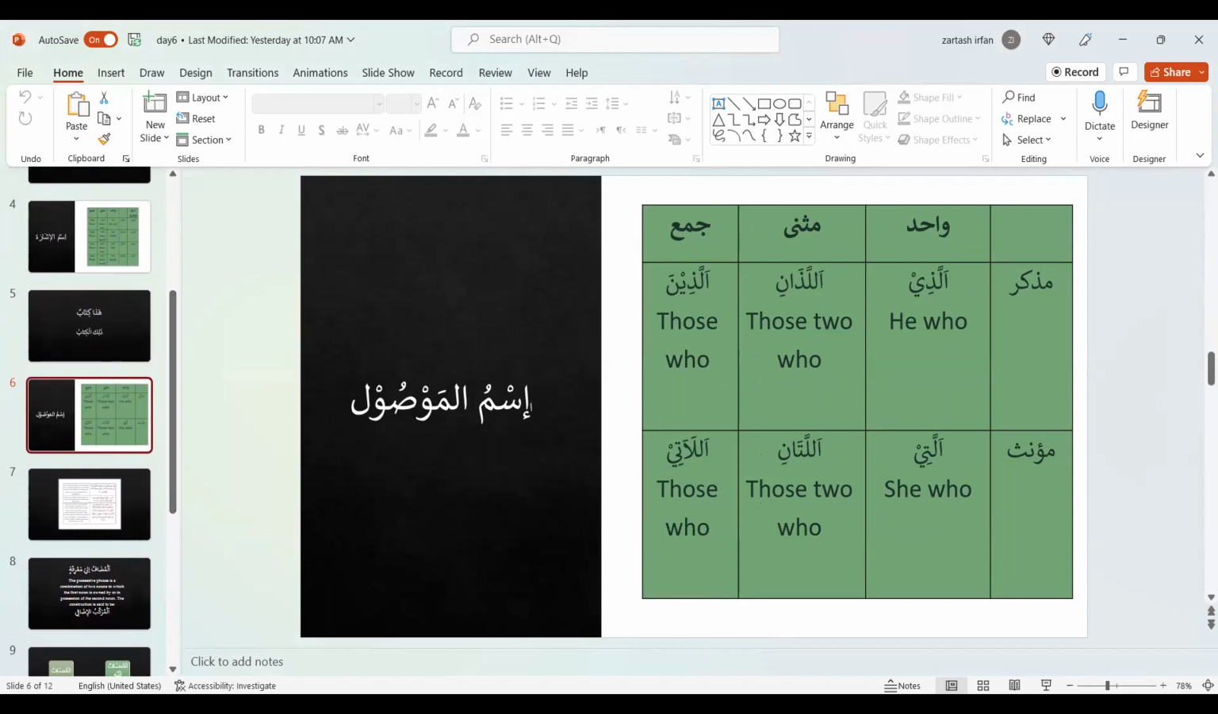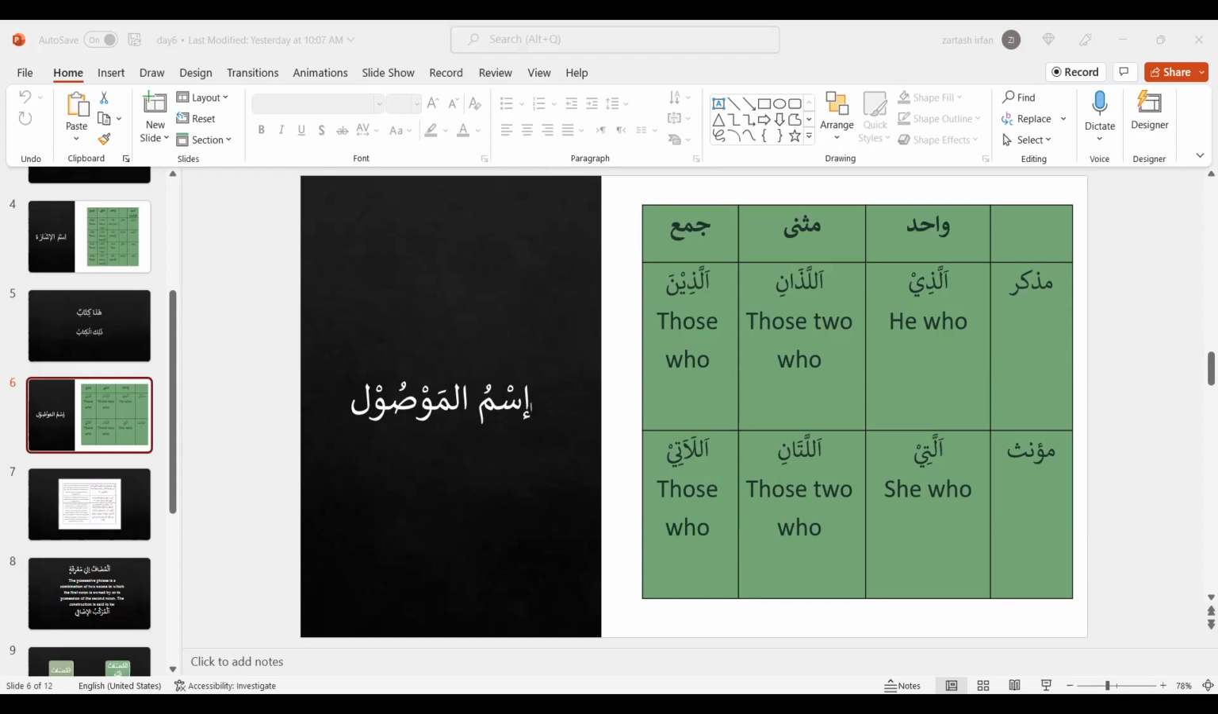So what is an Ism Mawsul? Relative pronouns. All the relative pronouns in Arabic are called Ism al-Mawsul, and it is a word used for or after a noun, which can be a person or thing we are talking about, to make it clear or to modify the information about that thing or that person. There are six types of Ism Mawsul in Arabic.